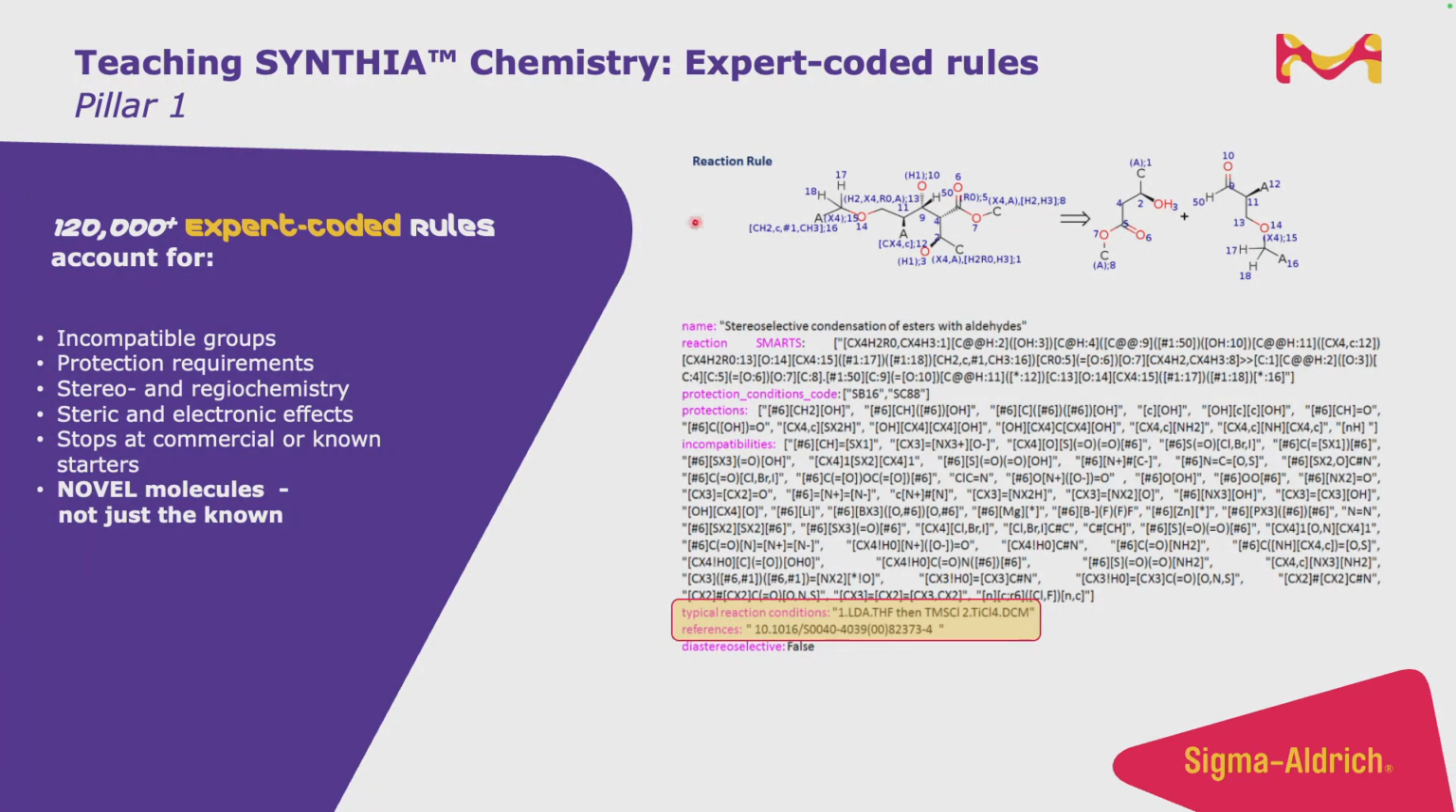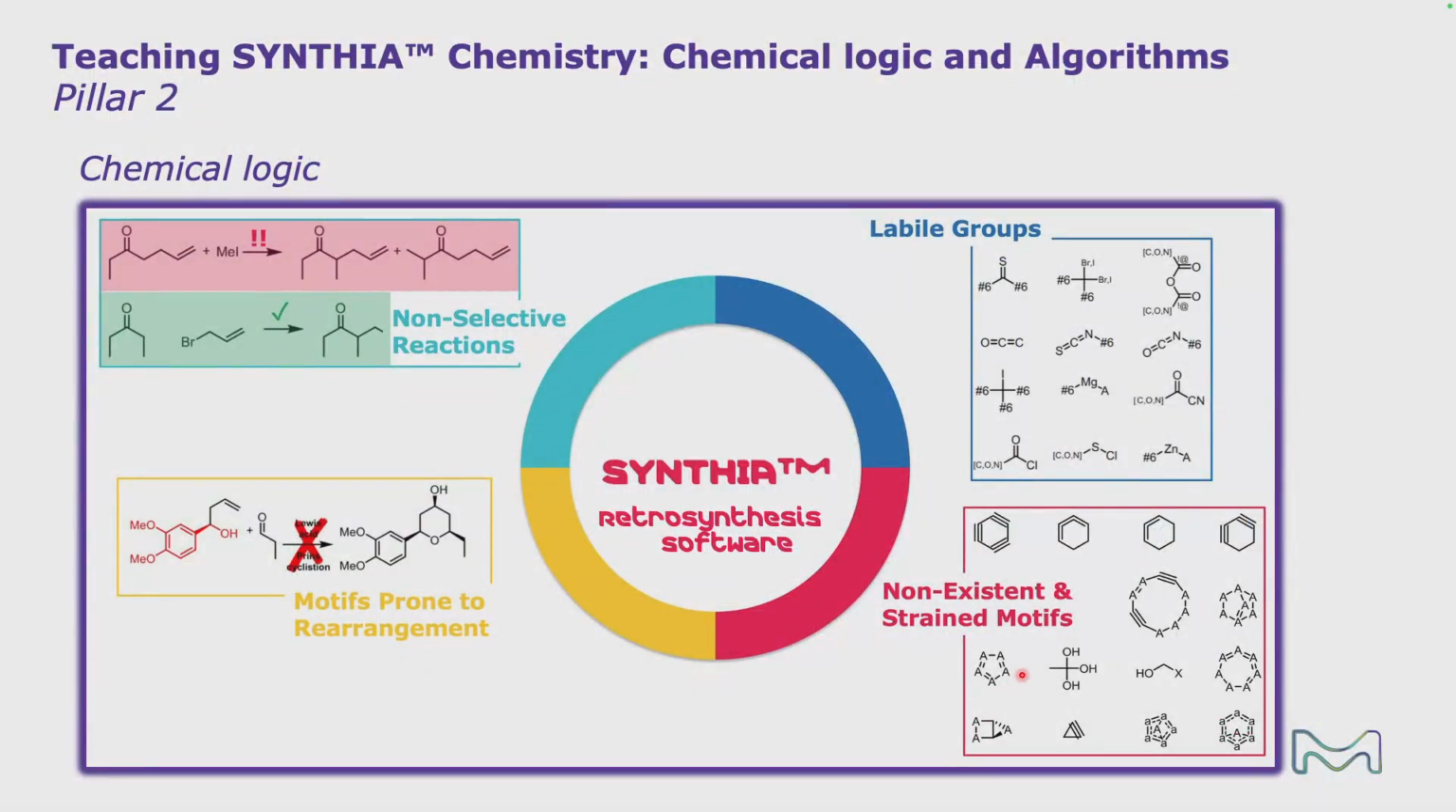And this is an example of just one such rule. This code here describes all of the crucial aspects that need to be there in the structures of the substrates for this reaction to proceed, but also all of the context information like incompatible groups, literature references, or reaction conditions.